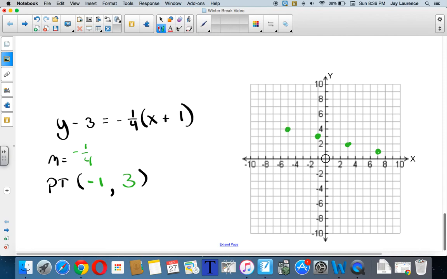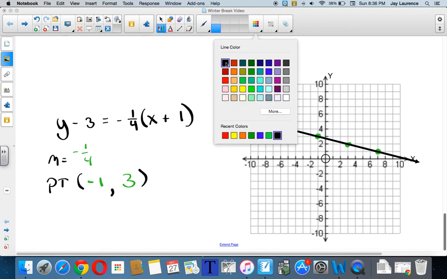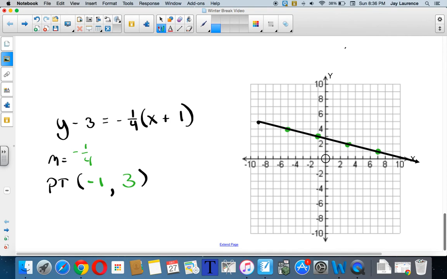And of course, there's an infinite number of points on this line, but I only have to show 2. I show more than 2 because it makes my line easier to be accurate. Excuse me, I didn't say that very well. It allows me to draw it more accurately. All right, that's going to be it for the video.